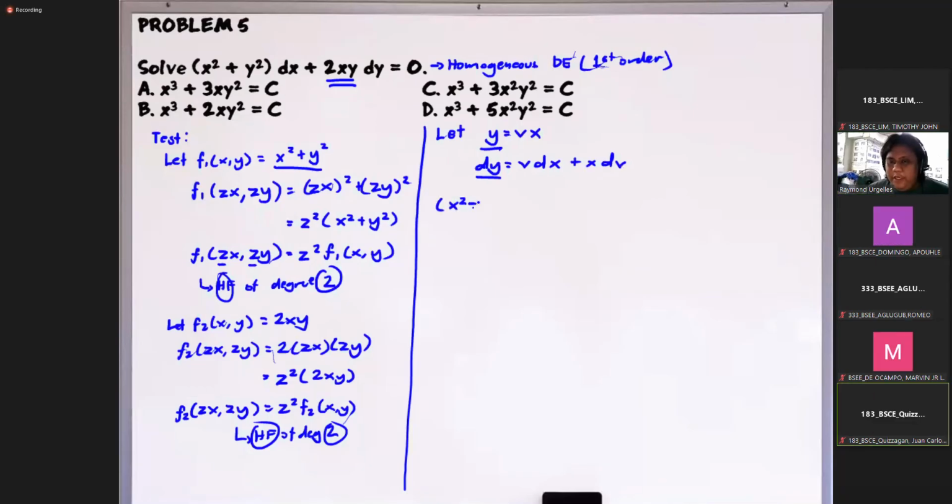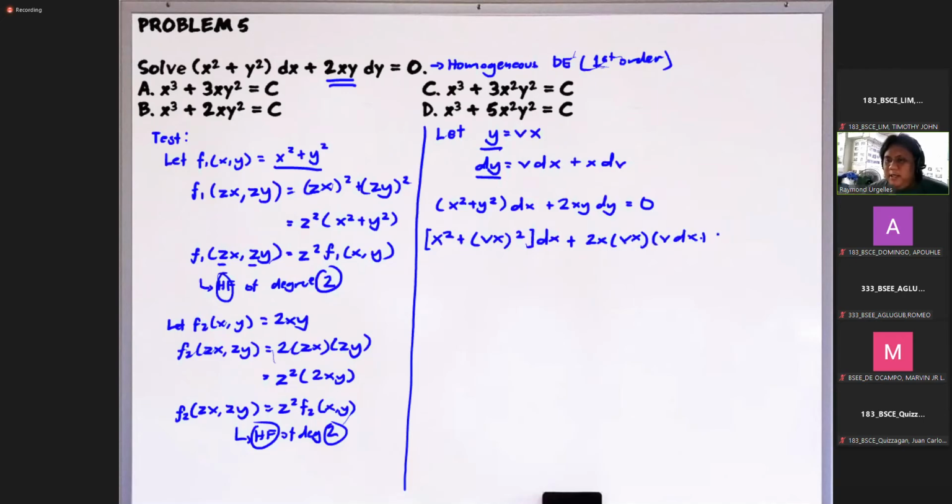So again, from our differential equation, x squared plus y squared dx plus 2xy dy is equal to 0. Okay? So then, palitan natin yung y ng vx. So this will be x squared plus vx, this quantity squared, then dx, diba? Then this is plus, okay? Again yung y, papalitan natin ng vx, tapos yung dy naman, papalitan natin ng v dx plus x dv. Okay? So then, this is equal to 0.